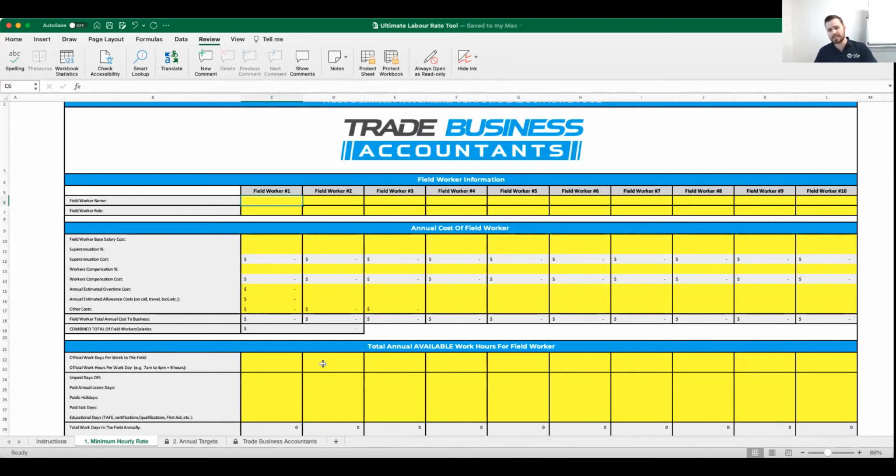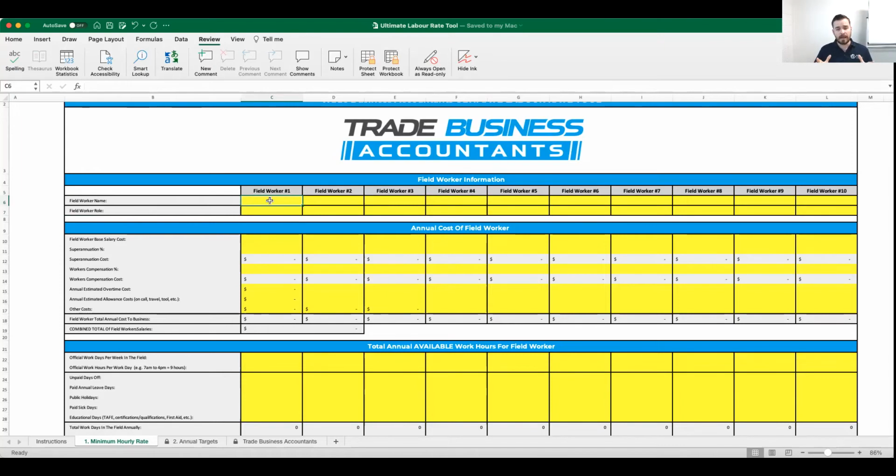Now, as we go through this tool, don't try and look forward and understand what's going on. Just take it step by step, which we'll go through now. So what you want to do first is get crystal clear on the field worker information. Here we've got field worker 1, field worker 2, field worker 3, field worker 4, and so forth. And on the left-hand side, we've got field worker name and field worker role. So all you need to do here is go through and list out all your field workers.